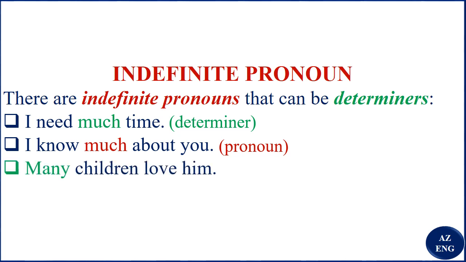Many children love him. After many, what do you have? What have you got? Children. Children is what? A noun. So this is what? A determiner.